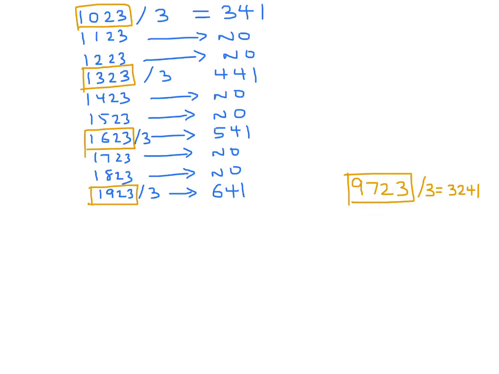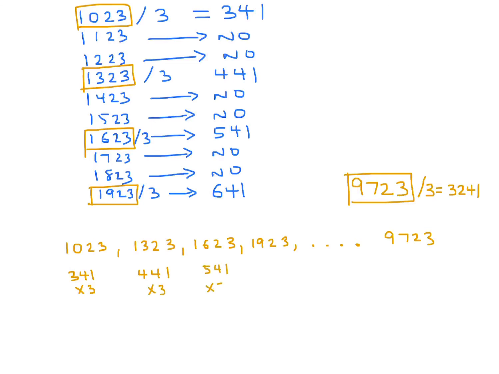Now we have to count how many of them there are. Well, we got 1023, 1323, 1623, 1923, all the way up to the last one, 9723. So how many of these? Well, it's not as difficult as you think, because 1023 was just 341 times 3, correct? 1323 was 441 times 3. 1623 was 541 times 3. I hope you're seeing a pattern here. 1923 was 641 times 3, and so on, all the way up to 3241 times 3.